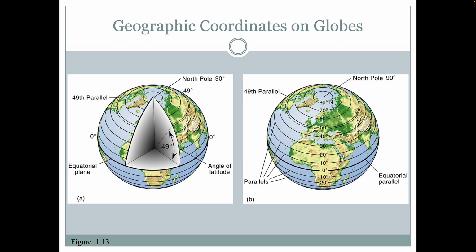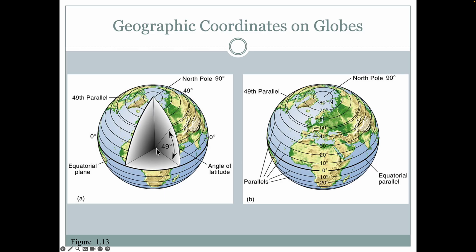So the equator would have a latitude value of 0, shown here. The North Pole would have a latitude value of plus 90 degrees or 90 degrees north. And the South Pole, which is not shown here, would have a latitude value of 90 degrees south or minus 90 degrees. The example shown here, this dashed line on the globe, is a latitude of 49 degrees north.